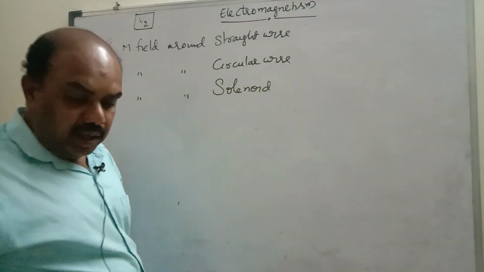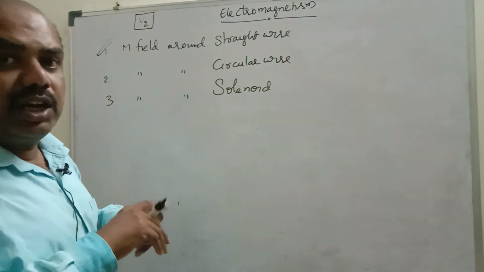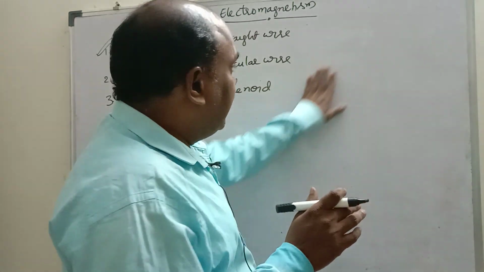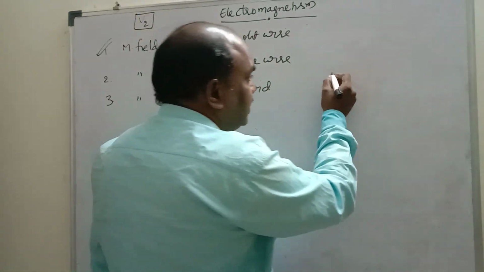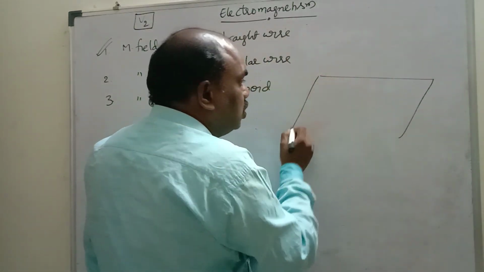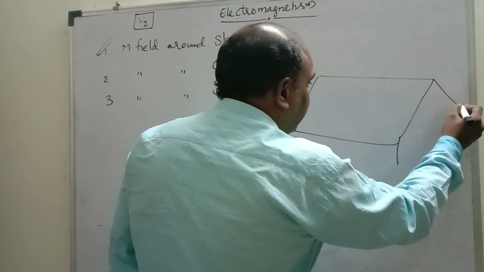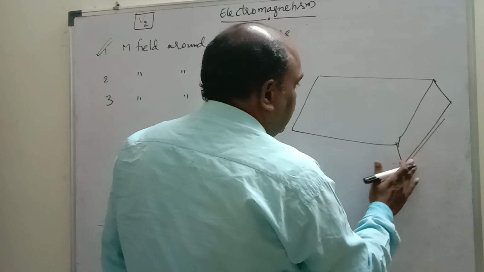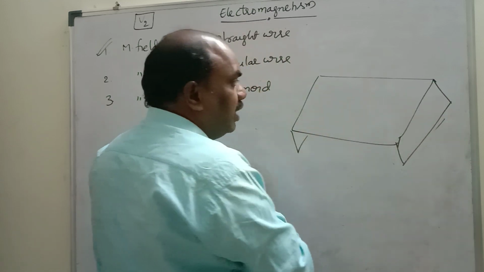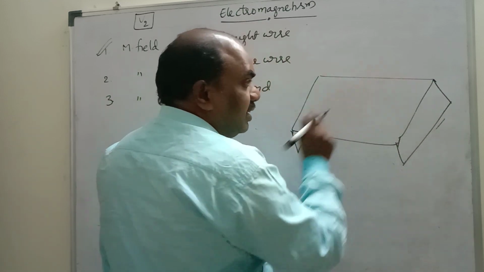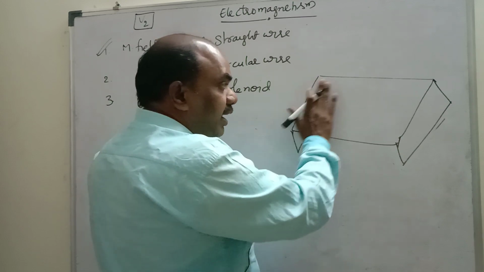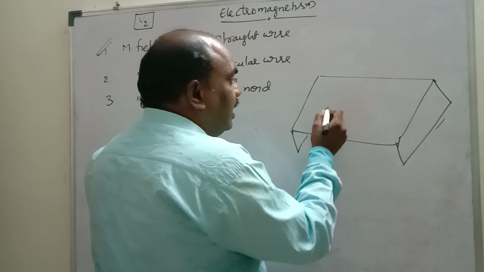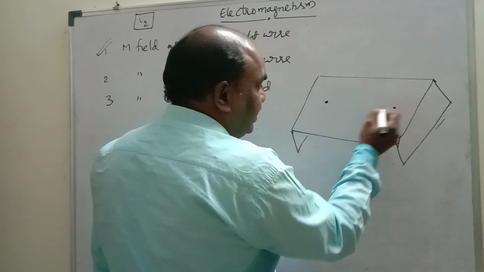Next concept, we will see the magnetic field around a circular wire. Magnetic field around a circular wire is also a very simple concept. Take a U-shaped wooden plank. Paste a white paper on the surface of it and make two holes at a certain distance.